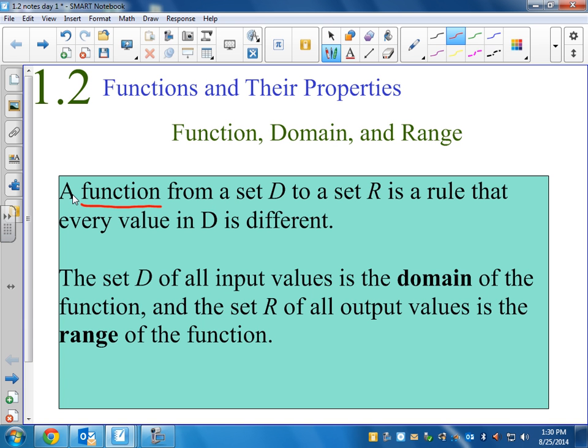Function. What is a function? The math definition they give you is: a function from a set D, the domain, to a set R, the range, is a rule such that every value in D is different. To be a function, all x values are different. You learned that all the way back in Algebra 1.